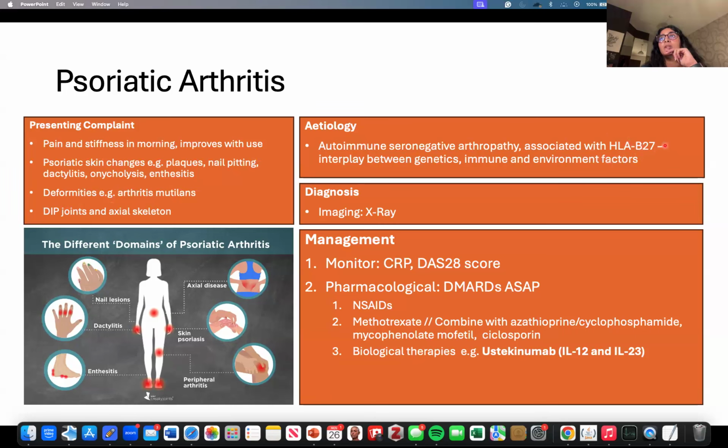Etiology, again, HLA-B27 associated. Diagnosis could be clinical, could be using an X-ray if it's really late stage disease. Management is again standard. NSAIDs, you've got your classic use of conventional DMARDs, and then move on maybe to biologic therapies. You can target these cytokines as well as IL-17 as well.